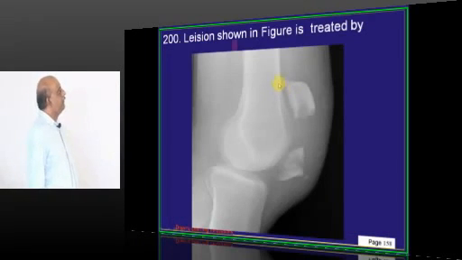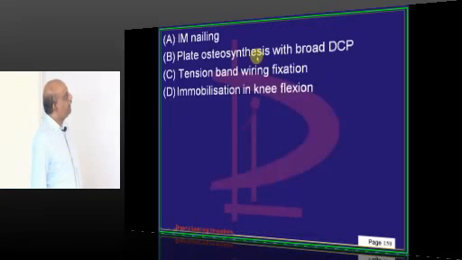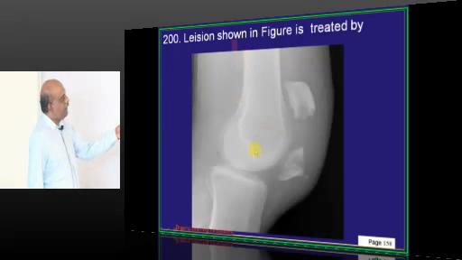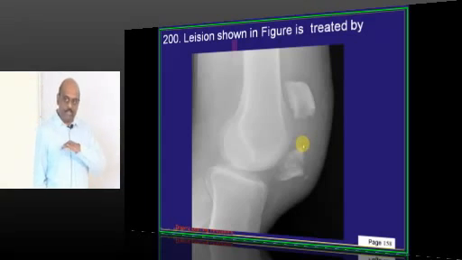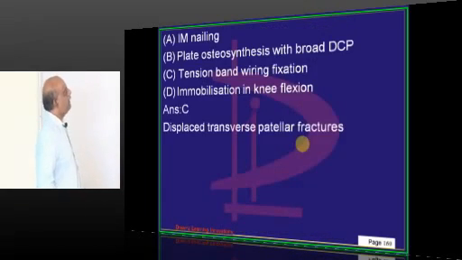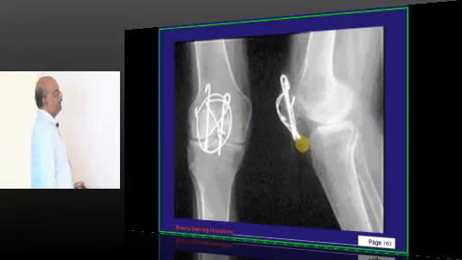Now doctor, what is this lesion in the figure, and how do you want to treat it? This is a knee joint where you are finding a transverse displaced fracture of the patella. For that, tension band wire fixation is considered the management of choice.